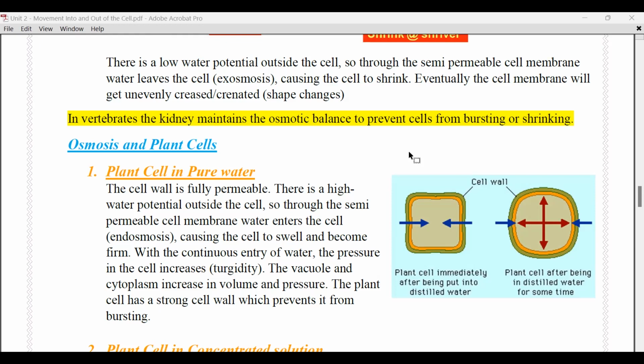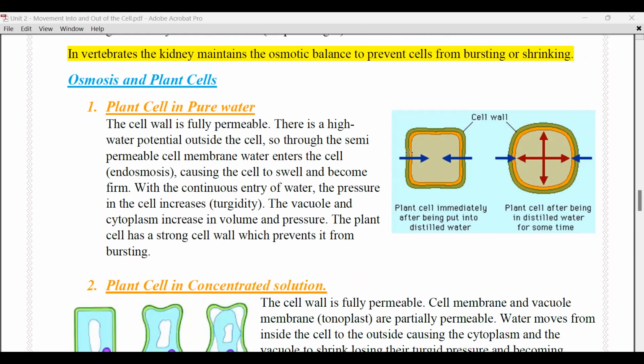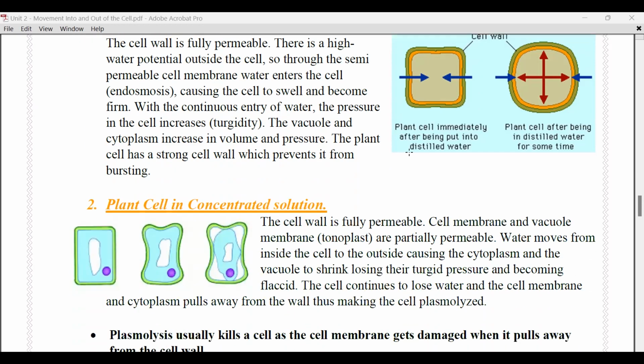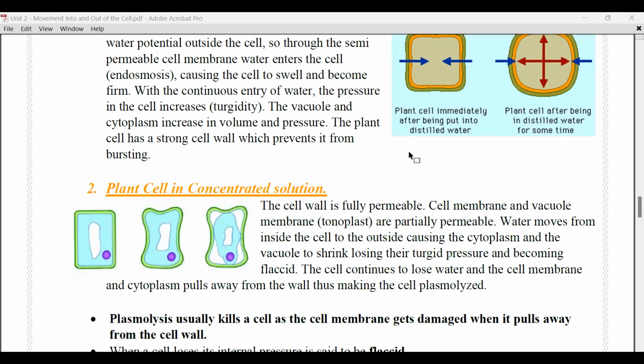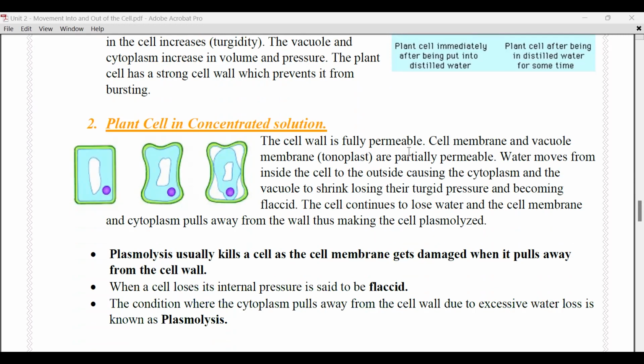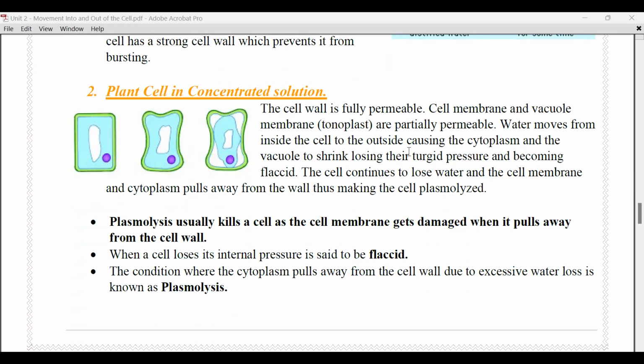Secondly, when a plant cell is placed in a concentrated solution, there is a higher water potential inside the cell and a low water potential outside the cell. So water would continuously leave the cell, similar to the case that happened when an animal cell is placed in a concentrated solution. When water leaves the cell continuously, the vacuole and cytoplasm would shrink and decrease in volume, causing the cell to lose its turgid pressure. Such a cell that has lost its internal pressure is known to be flaccid.